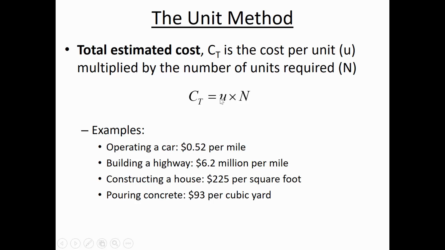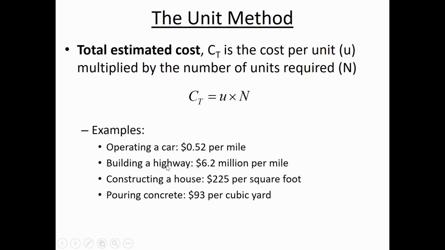So just for example, these are some typical cost estimates. Operating a car, a commonly accepted amount, 52 cents per mile. That's what I get reimbursed when I drive my car down to South Carolina to work on the FE exam. They say that for 52 cents a mile, that covers the cost of owning the car, the insurance, the fuel, the maintenance, and so on.